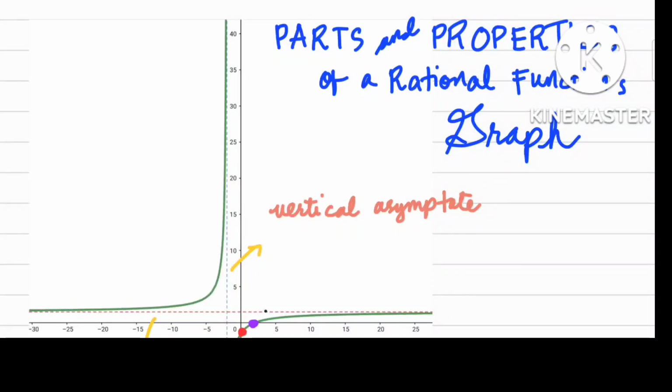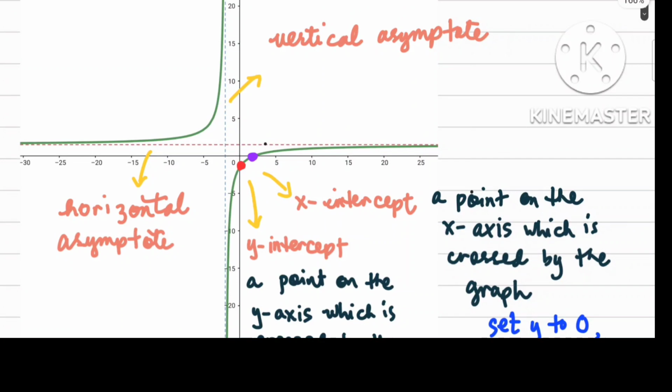In this video, we are going to tackle parts and properties of a rational function's graph. And we begin with observing or studying this graph, which is a rational function's graph. As we observe, it's made of two curves that are not connected. One curve is heading north, while the other south. This goes to the left, while this to the right.